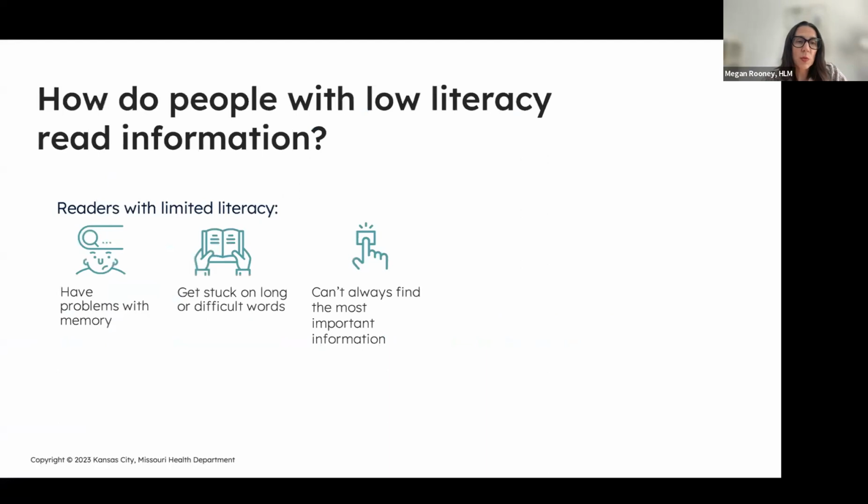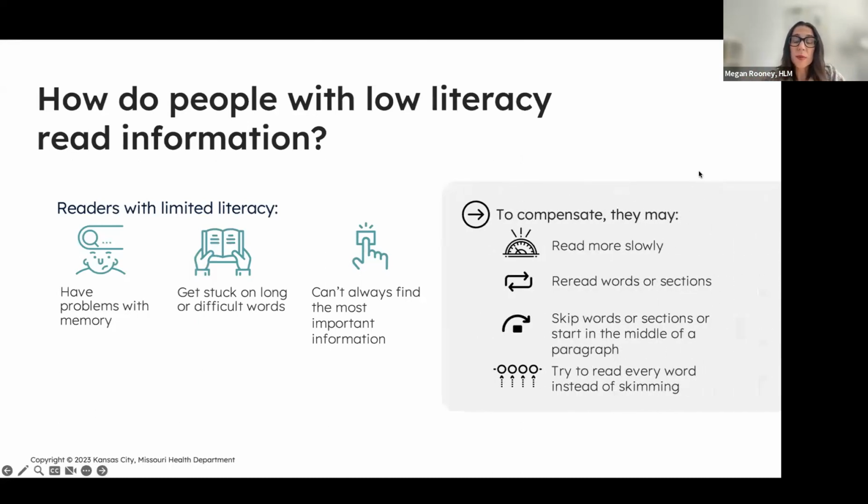We know that people with limited or lower literacy, and this also applies to people who are under stress, people who are new to the English language, and younger readers. We know that some people have problems with memory. They might get stuck on long or difficult words and maybe have trouble finding what is the most important information, trouble reading and synthesizing. What are the main points here?